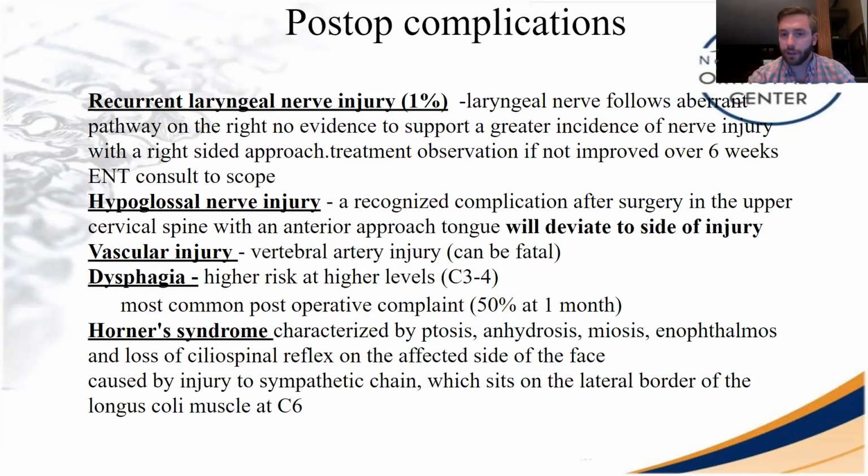The sympathetic chain lays on the longus colli, which is in the anterior aspect of the cervical spine. Injury to this can lead to Horner syndrome, which is miosis, anhidrosis, and ptosis.